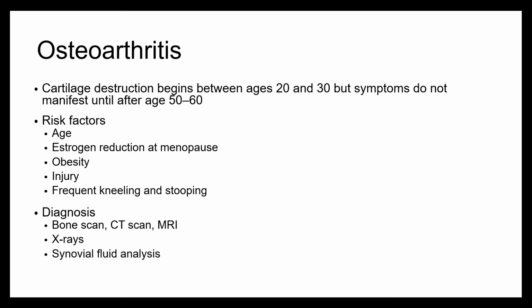CAT scans, MRIs, and bone scans can detect some early joint changes. X-rays can detect joint space narrowing, bony sclerosis, and the osteophyte formation. The synovial fluid analysis may be done because it is possible for secondary synovitis to develop as a result of osteoarthritis progressing.